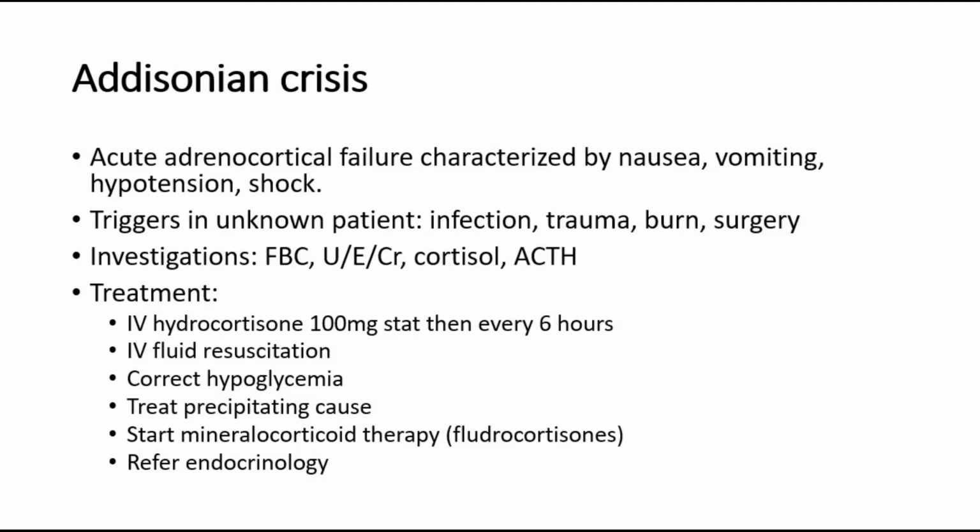To treat Addisonian crisis, we have to give IV hydrocortisone, IV fluid resuscitation, and correct the hypoglycemia by giving intravenous glucose. We treat the precipitating cause, and we can start giving mineralocorticoid therapy like fludrocortisone if the cause is due to adrenal origin. And then later on, we have to refer the patient to endocrinology for further management.